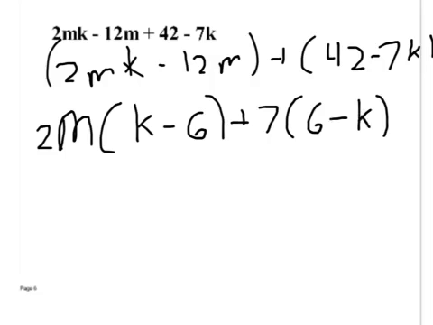Look here, we have k minus 6 and we have 6 minus k. Can we combine those? No, you can't do that. So instead, in taking 7 out, I'm going to take negative 7 out. What is 42 divided by negative 7? What is negative 7k divided by negative 7?